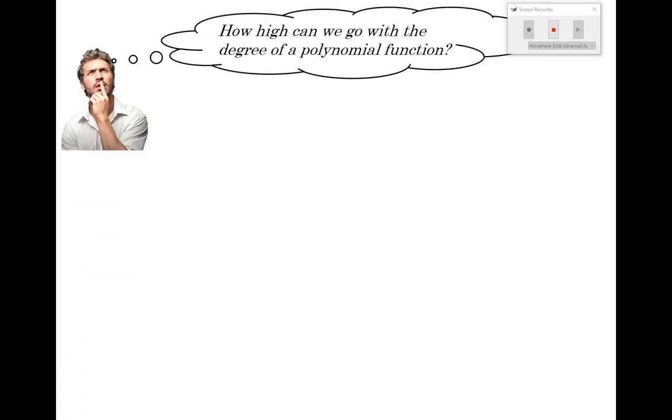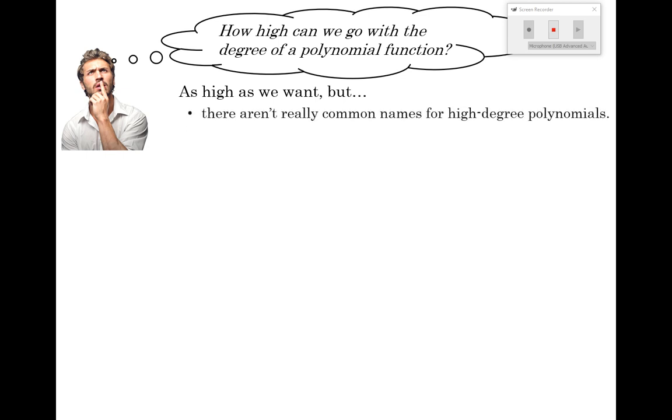How high can we go with the degree? Well, as high as we want. You can go up to degree 99 if you want, but I'll say if we can do degree 5, we'll be like, okay, we can do any degree now. It'll just take a long time. So the weapons we use for degree 5 will be able to handle anything higher, as high as you want. There aren't really common names for high degree polynomials.